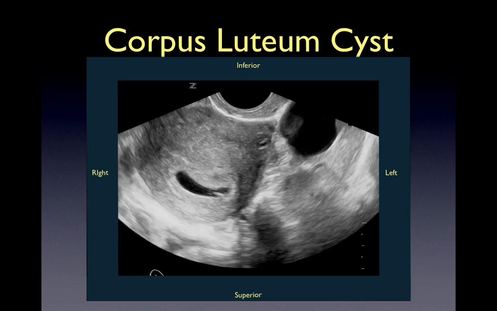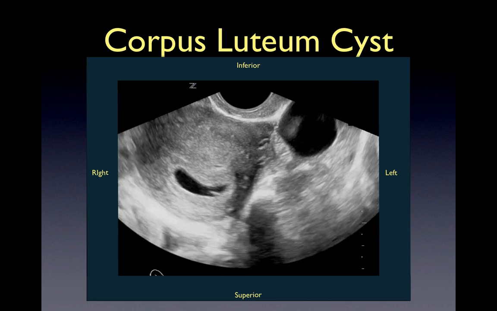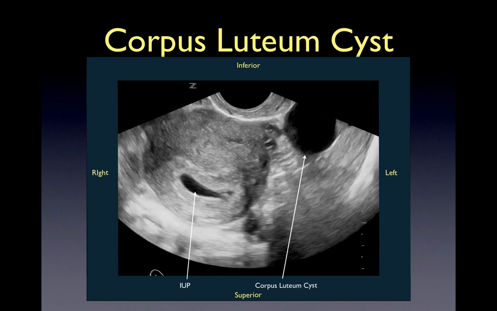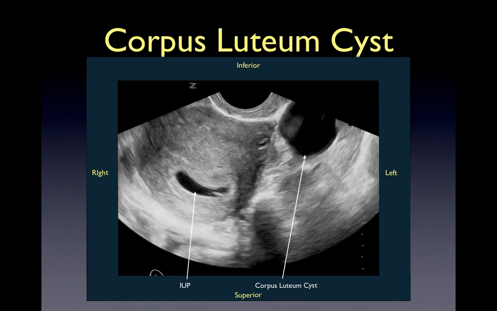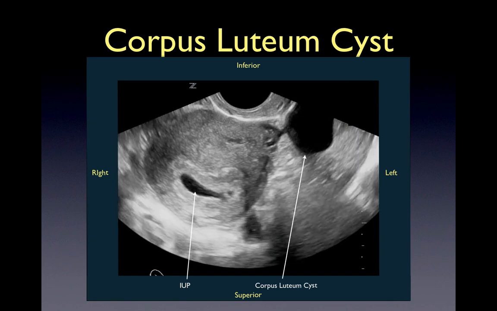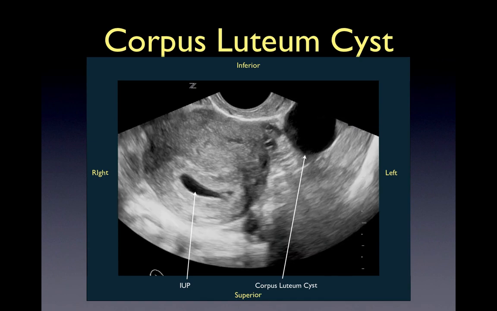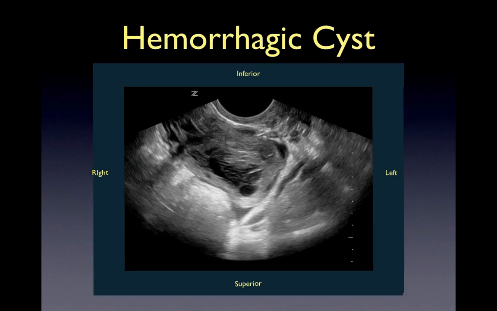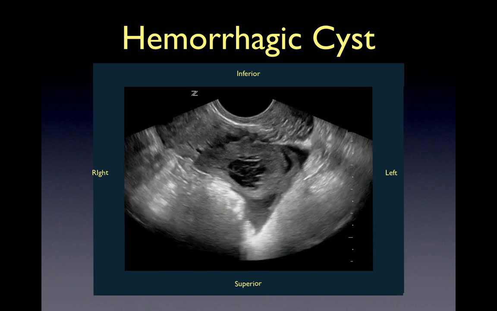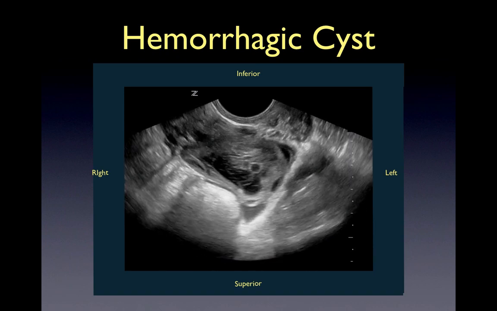Here's an example of a corpus luteum cyst in the setting of an IUP. Corpus luteum cysts result from an LH surge after ovulation and will persist during the first 2 to 3 months of pregnancy. They can reach up to 10 centimeters in diameter. Corpus luteum cyst, among others, may fill with blood and rupture, potentially leading to hemodynamic compromise.